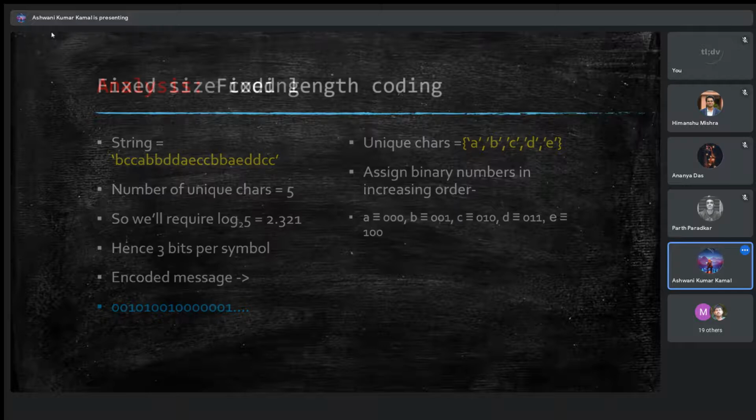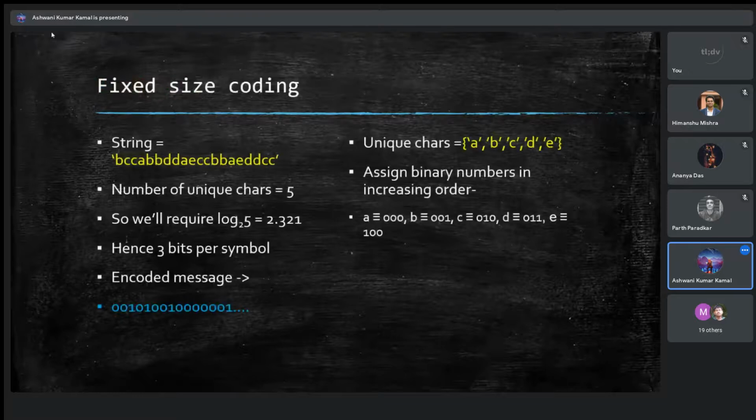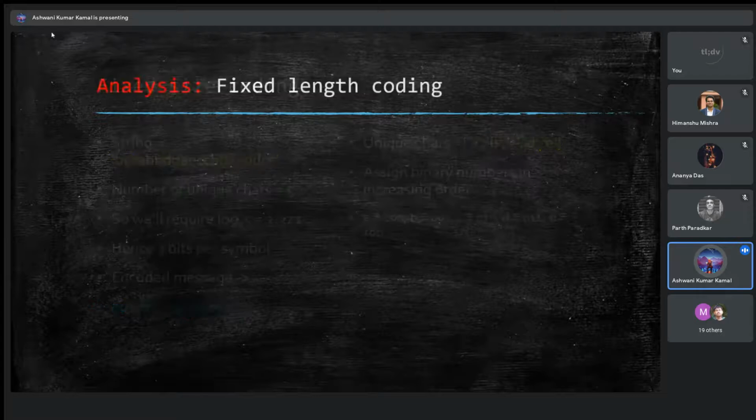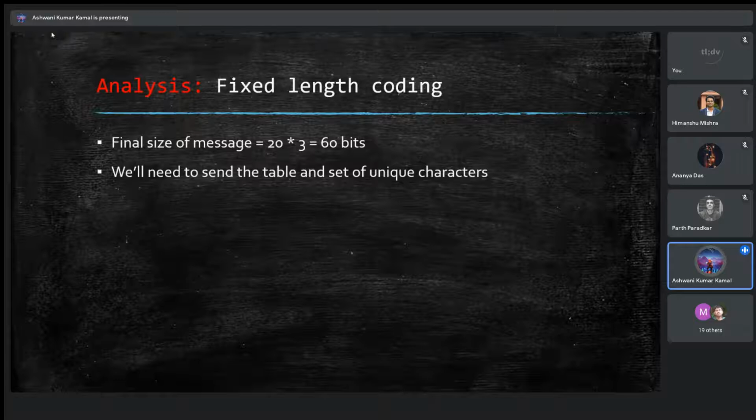Right, now the analysis. Of course, we have to send this data. The final size of the message: as you know, this string has 20 characters, and if we're assigning 3 bits to each character, we'll be using 60 bits to store the message. And of course, we'll have to send the table and the set of unique characters, because how will the decoder know that it has to use A, B, C, D?